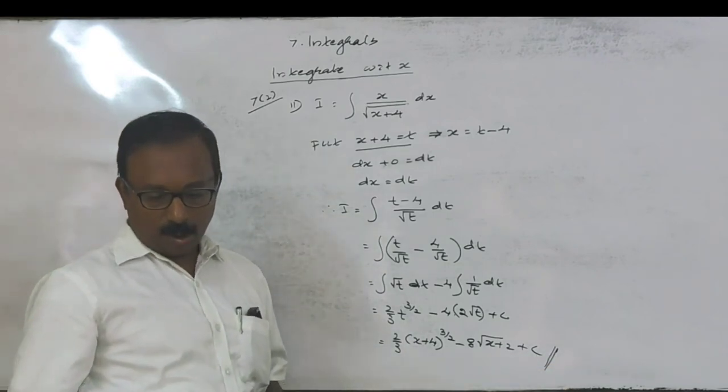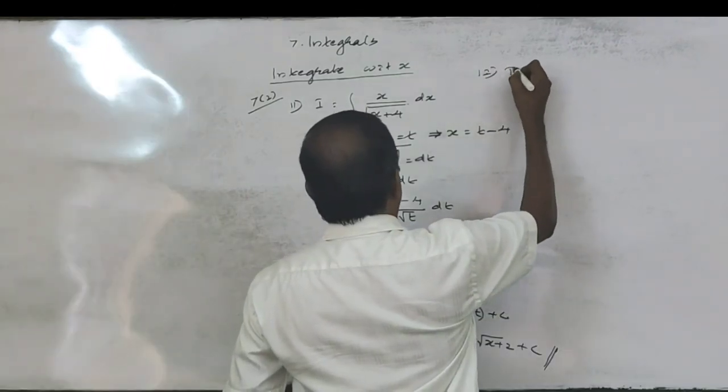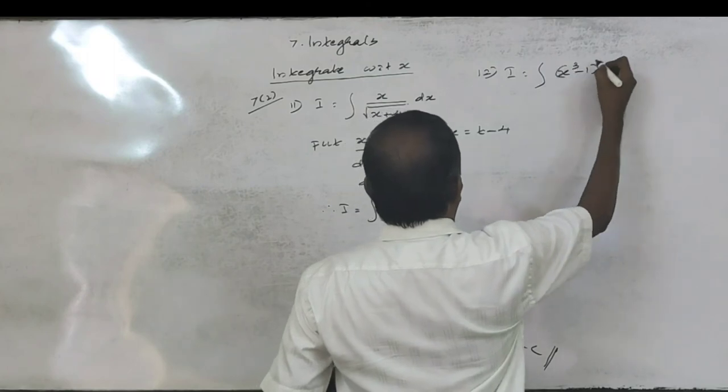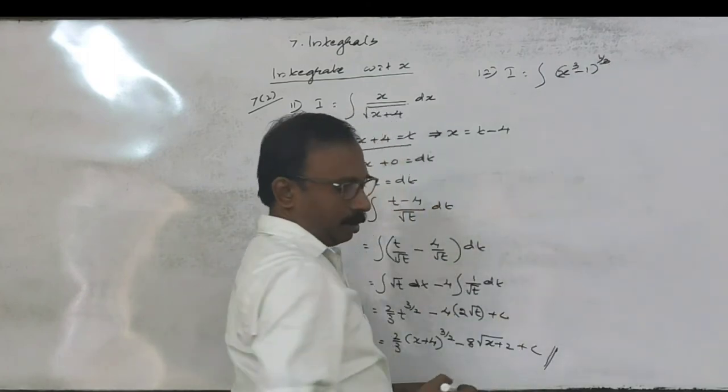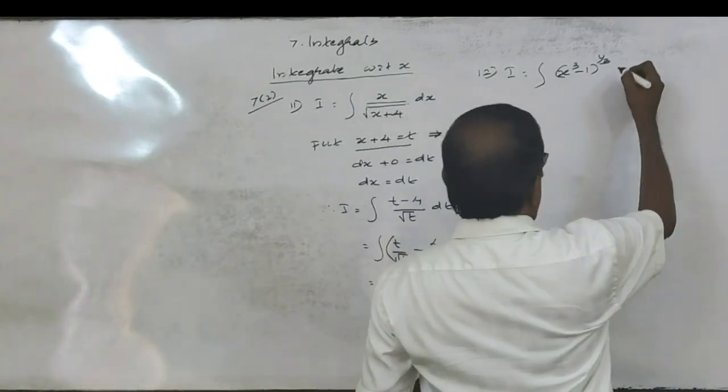That was the 11th answer. The 12th question is I is equal to the integral of (x cube minus 1) the whole raised to 1 by 3 into x raised to 5 into dx.